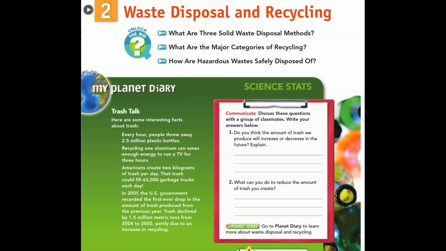Number 2 says, what are some ways that you can do to reduce the amount of trash you create personally? And some ways are by following our reduce, reuse, recycle. So we can recycle more, use less, and reuse materials that we possibly can.